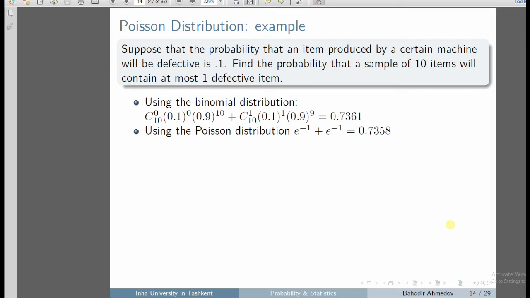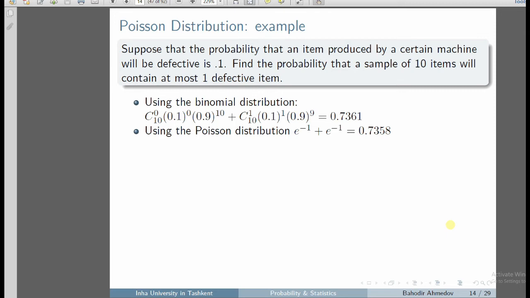Why is it better to use the binomial distribution? Why not the Poisson distribution? In the Poisson distribution, you need to know the average number, right? And for your predictions, it is better to use the average taken over a bigger interval of time, right? Not just over 10.